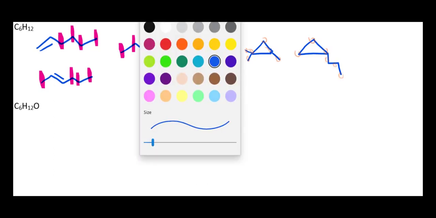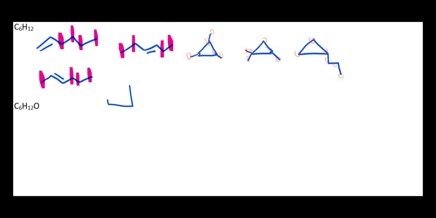The 4-membered ring. We have 2 remaining, and I'm going to put 2 of them on the same carbon, like that. And then I'll draw another 4-membered ring. And then I'll put a branch there and a branch there, right next to one another. And then another 4-membered ring. The branches are directly across from one another.